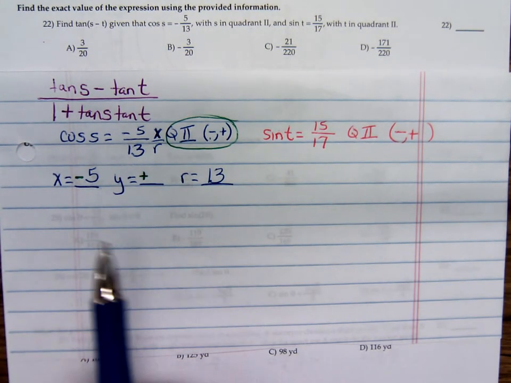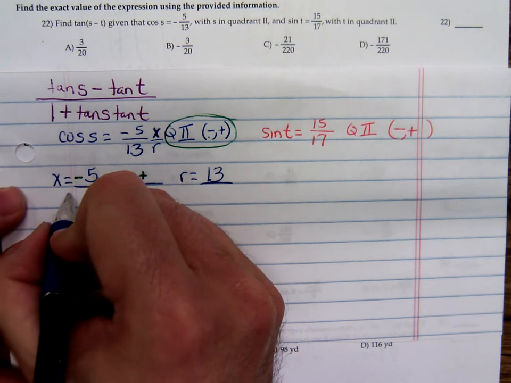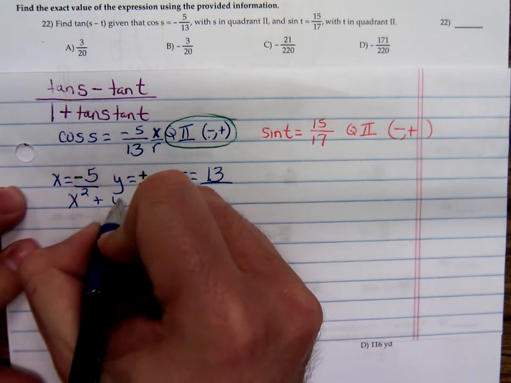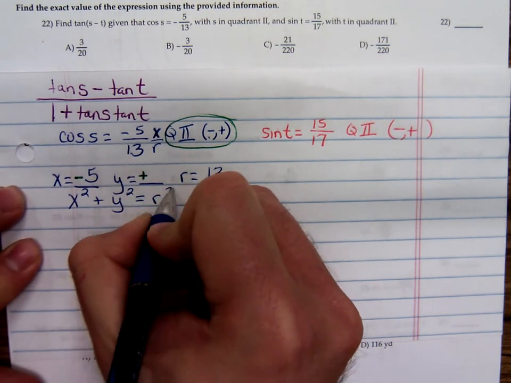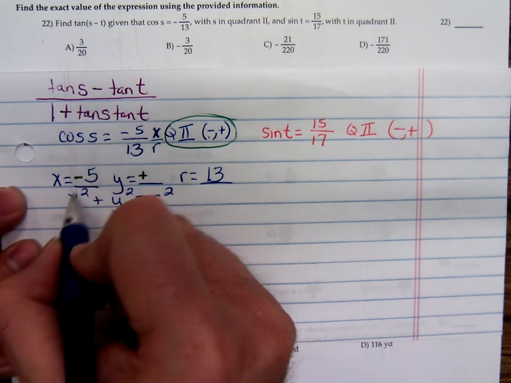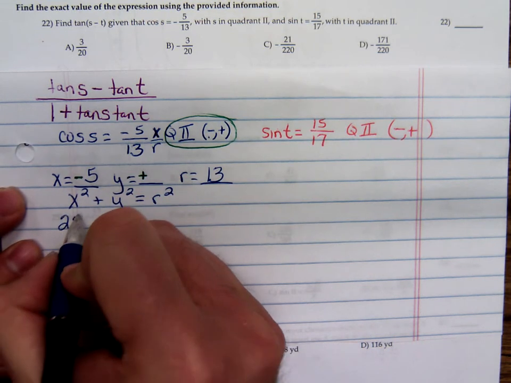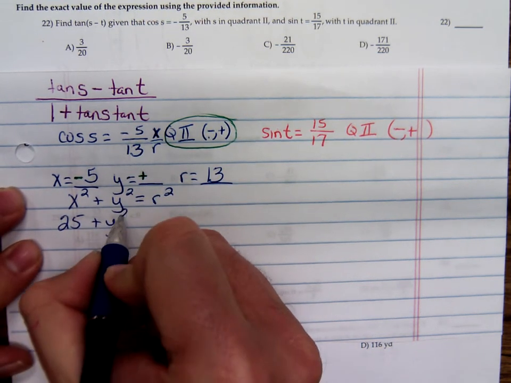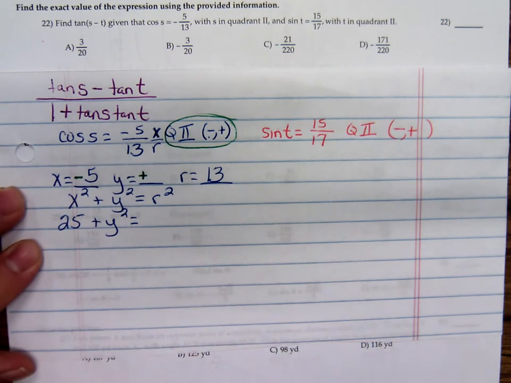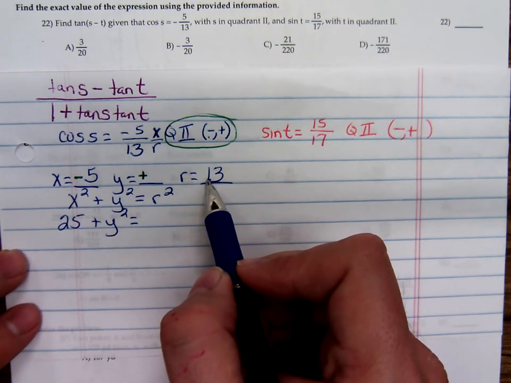Now we've got to find y by saying x squared plus y squared is r squared. So now trying to find y. So x squared, negative 5 times negative 5, that would be 25, plus y squared equals r squared. 13 times 13 is 169.